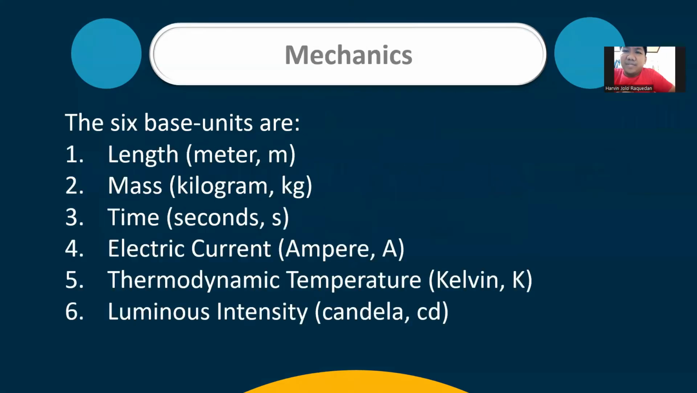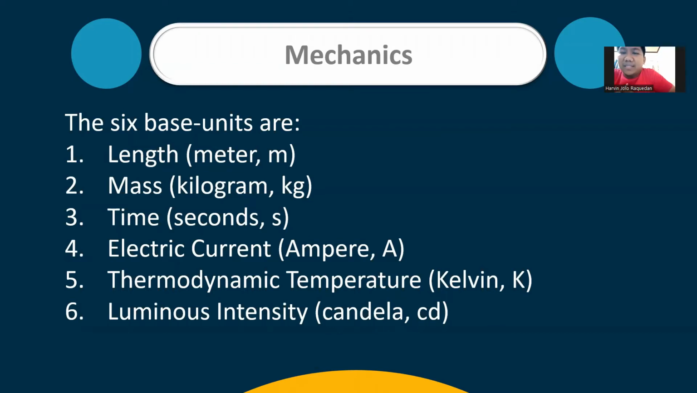So next, we have the mechanics. There are 6 basic base units, which are the length, measured in meter with a symbol of m. Mass has a unit of kilograms, with a symbol of kg. Time is in seconds, denoted by the symbol s.